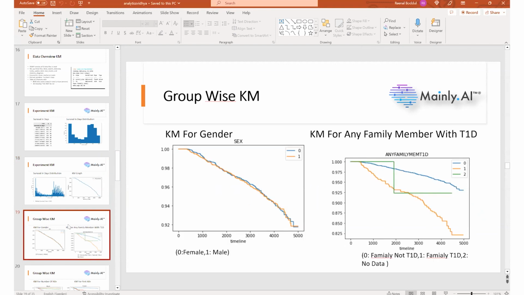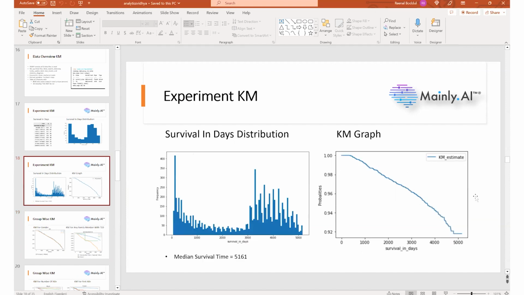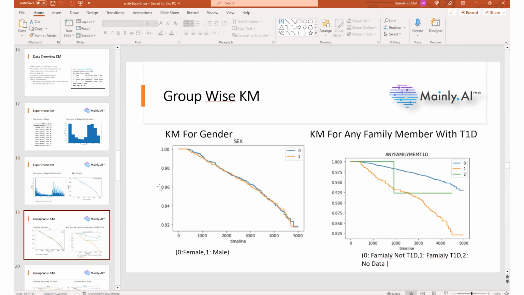The Kaplan-Meier graph can be used to check the probability between different groups. I can use this graph to plot the different groups. Here, the blue line is the data for the female and the orange line is the data for the male. We plot the survival function for both male and female. From this graph, both probabilities go in a similar way. There is no difference between the probabilities.